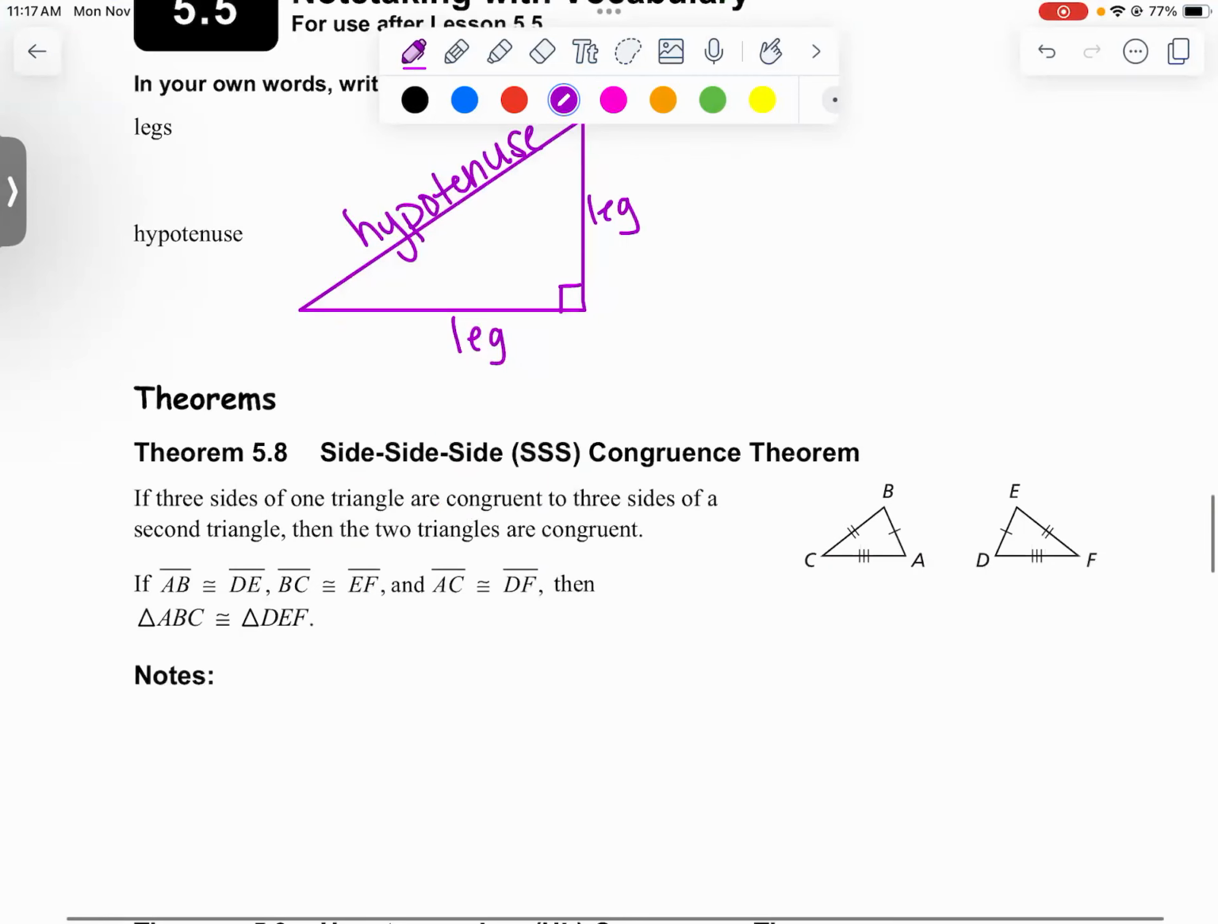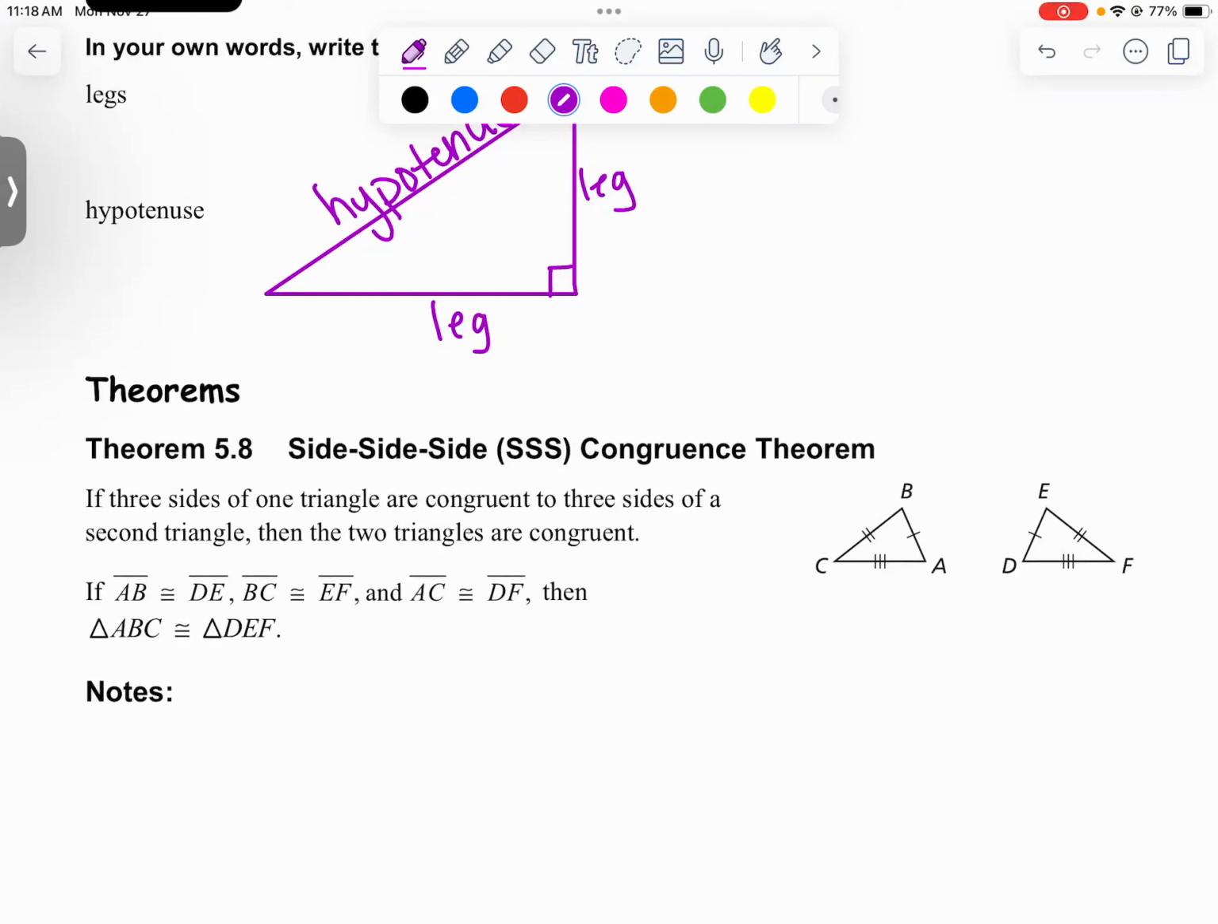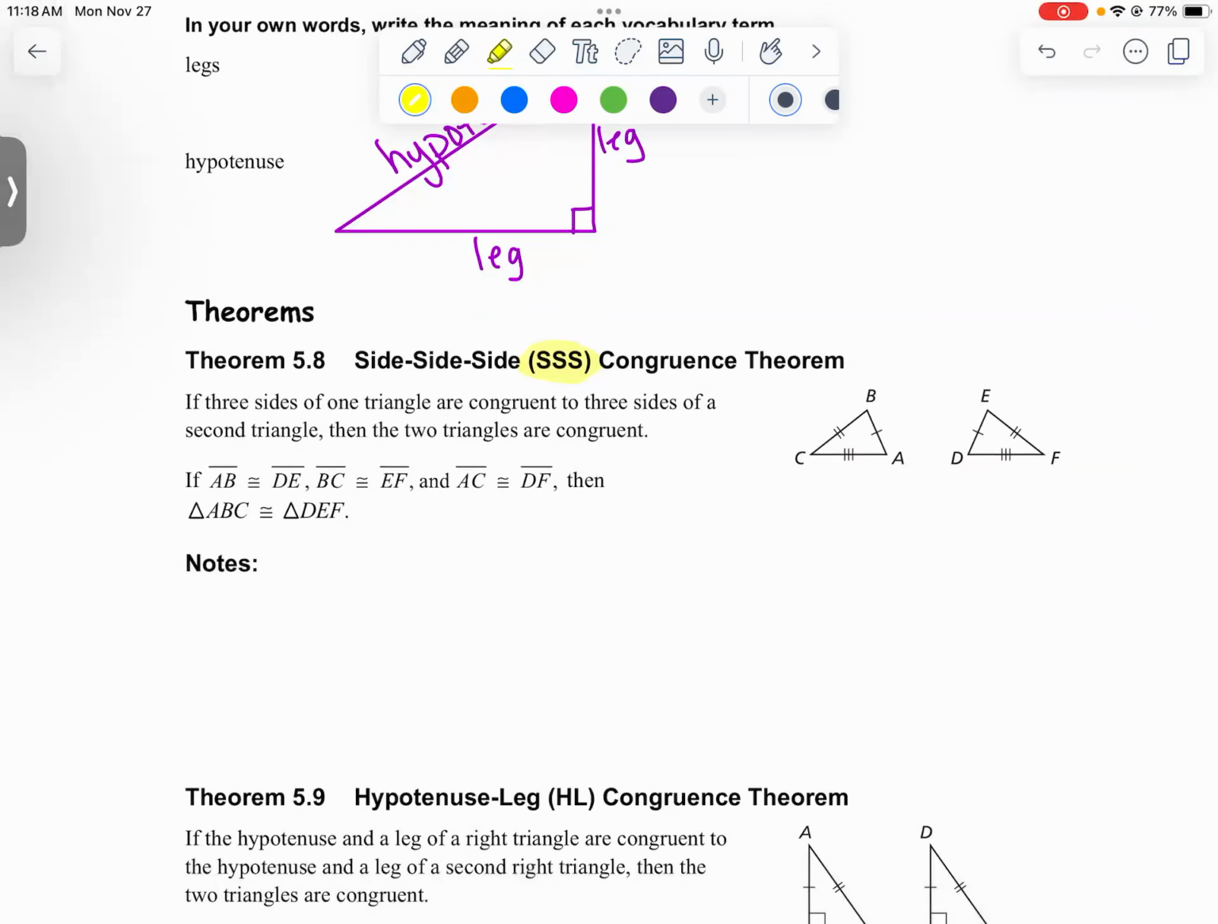This is saying, if we have two triangles and all three sets of sides are congruent to another one, even if we know nothing about the angles, we can say these are congruent by side, side, side. If all three sides are congruent, then the triangles are congruent. You like that shortcut? Yes, I like that shortcut. It's a very small amount of math.